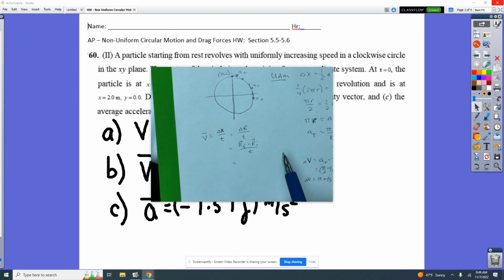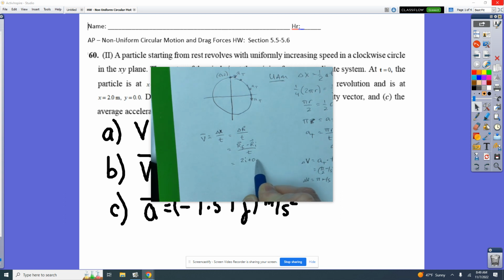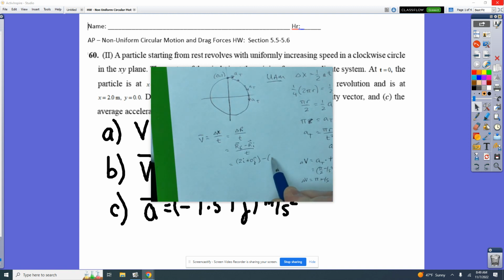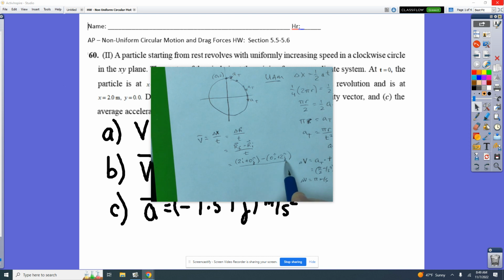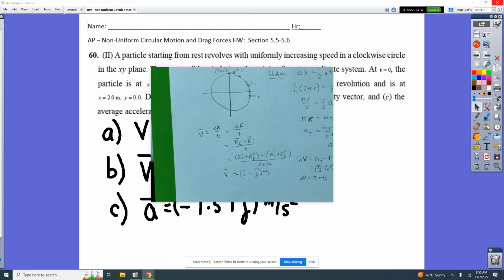The final position after 2 seconds is at a position of 2 i hat plus 0 j hat. From that I'm going to subtract the initial position, since I started up here at 0, 2, so 0 i hat plus 2 j hat. Then I'm going to divide by the time, which was 2 seconds. In unit vector notation, that would be i hat minus j hat, in meters per second. That would be the average velocity during that time interval.